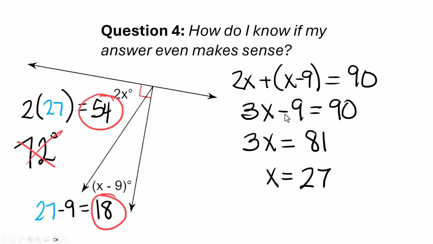So they made a mistake somewhere in here. I see it right here. To go from 90 to 81, they subtracted 9, but this already is a minus 9 right here. So that should have been added, which would make this 99. And then divide that by 3, you get the answer of 33.